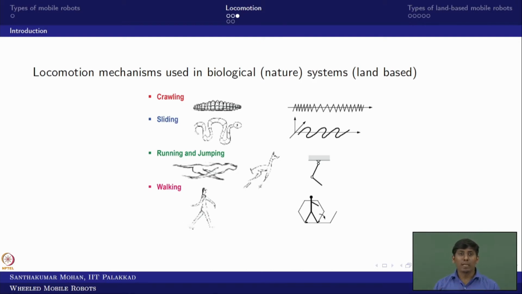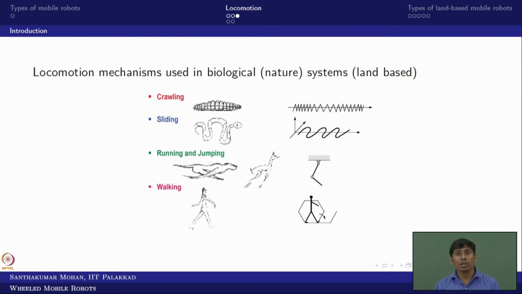But what is complex is the legged locomotion, which is where you can bring walking, running and jumping. So these are very important when you talk about locomotion. But what we are focusing on in this particular course is not about this. We are going to talk about the artificial locomotion mechanism.